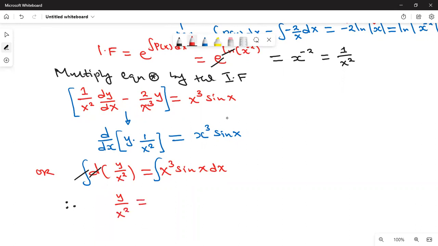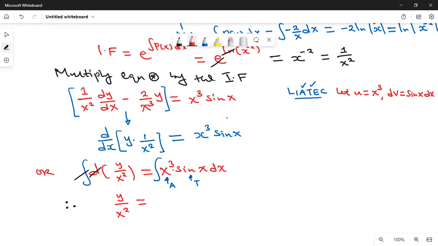Y over x squared is equal to, how do you integrate the right-hand side? This is a product of two functions of x. X cubed is algebraic. Sine of x is trigonometric. We are going to use integration by parts. Look at the rule. It's called LIATEC. Whichever comes first will be your u. Algebraic comes before trigonometric. So let u be equal to x cubed. And now the remaining will form dv. dv will be equal to sine x dx.